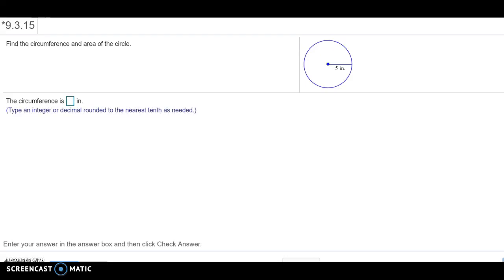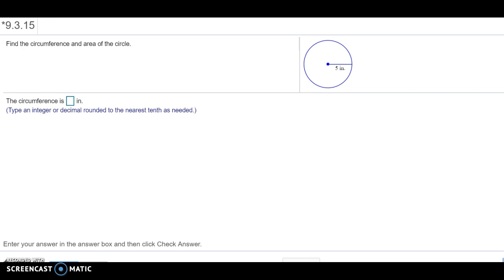Hi everyone. I just wanted to come really quickly and look at some examples from section 8.3 that will help you to complete the homework. Section 8.3 discusses finding the area and perimeter of polygons as well as the area and circumference of circles.